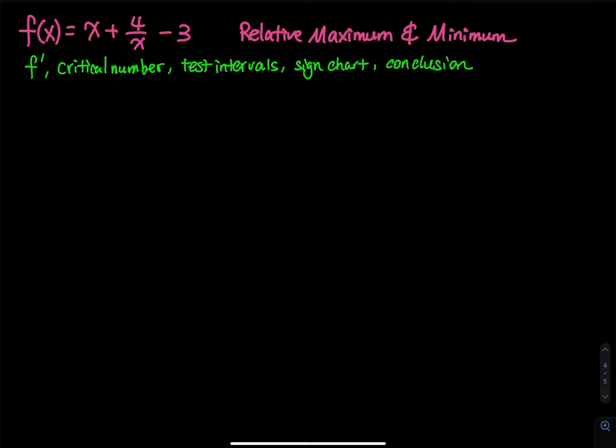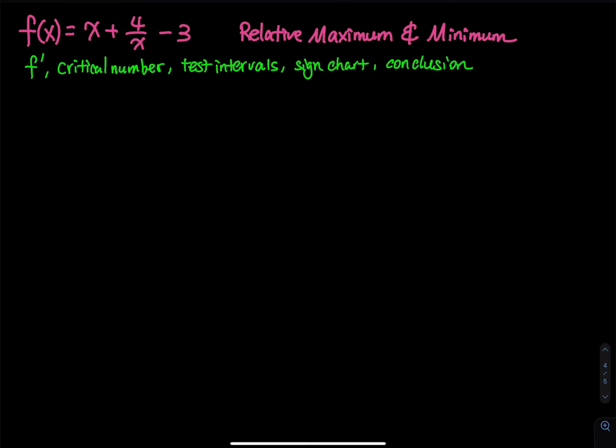Let's find the relative maximum and minimum of this function following this procedure. First, we find f prime because we need to analyze the slope, and then using the f prime, we find the critical number, and then we build our test interval, and then we test each test interval using a sign chart, and then we draw our conclusion.